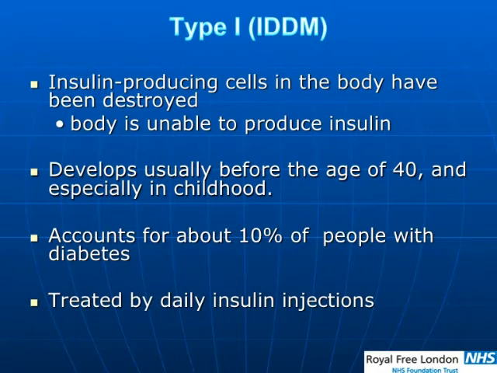Type 1, very quickly: the insulin-producing cells in the body have been destroyed. It's often in younger patients. The body is unable to produce insulin, and it accounts for about 10% of people with diabetes. You need insulin injections to counteract the loss of your insulin.